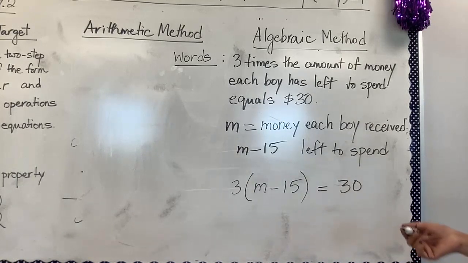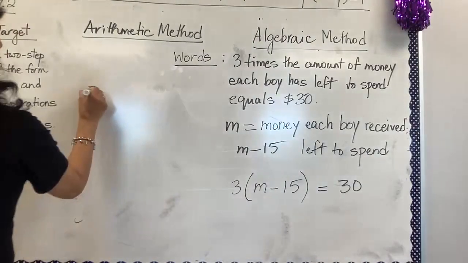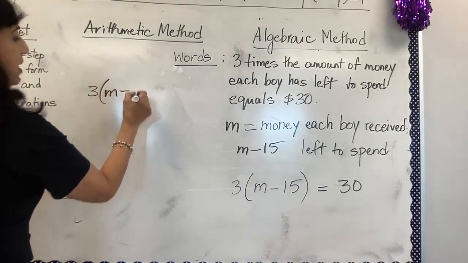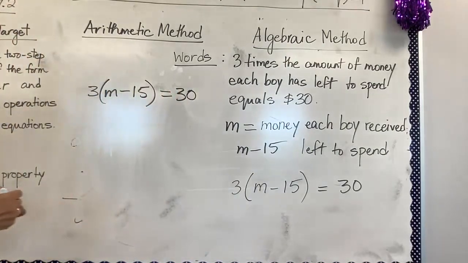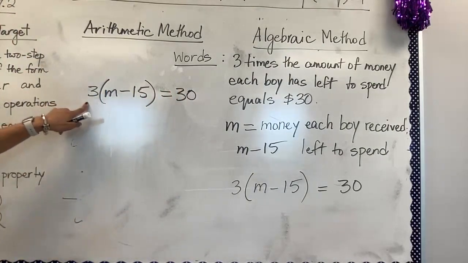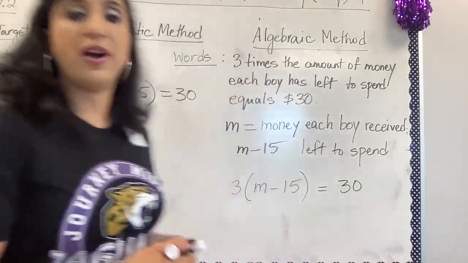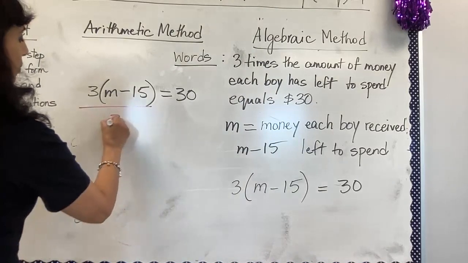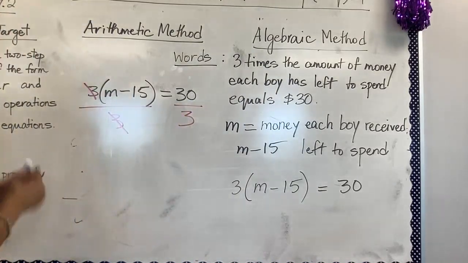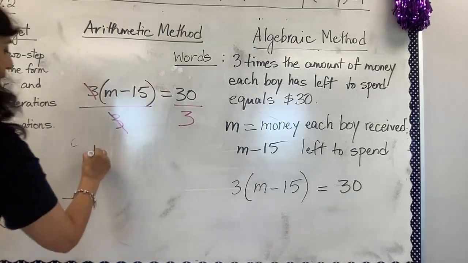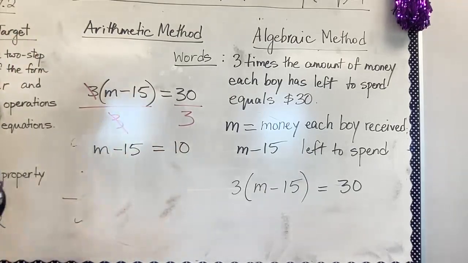And I am again going to use the division property of equality. So 3 times m minus 15 is equal to 30. And so, this is multiplication. The inverse operation would be division. I'm going to divide both sides by 3. Okay, 3 divided by 3 is 1. So I'm left with m minus 15 is equal to 10.